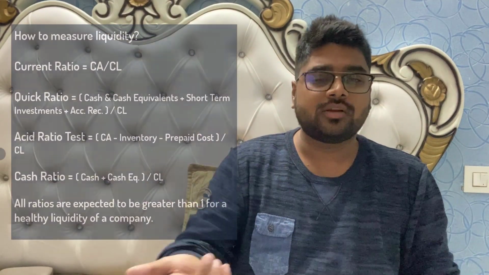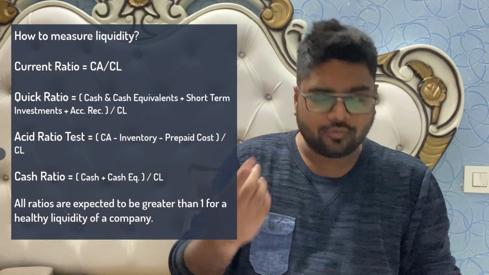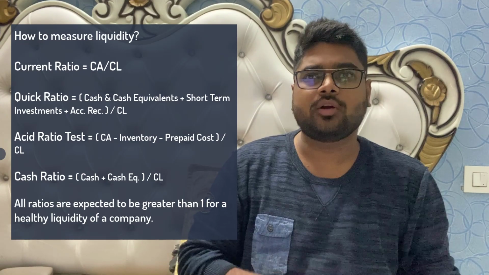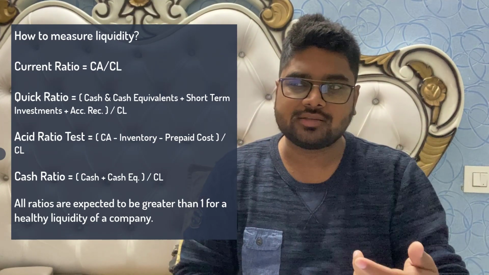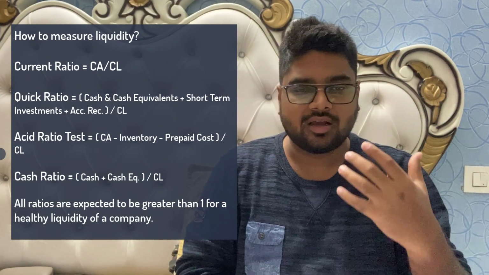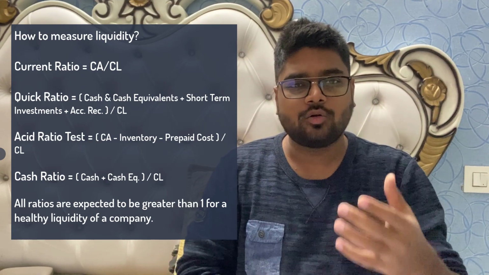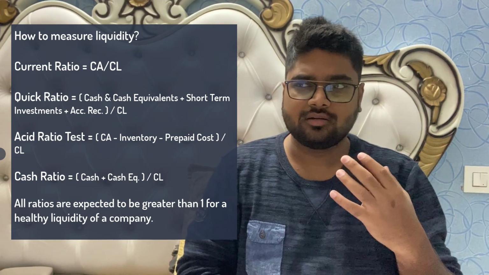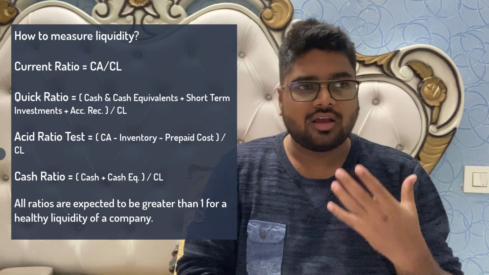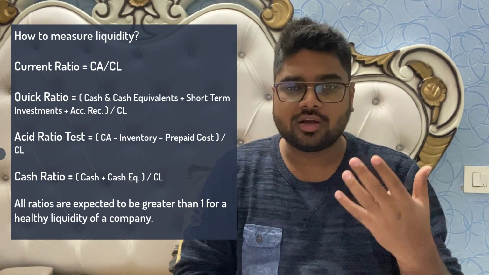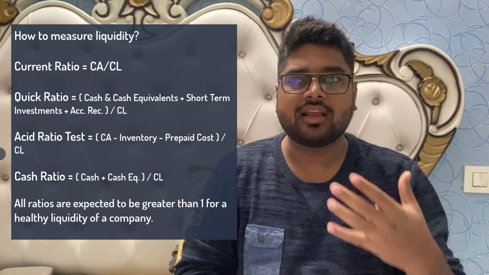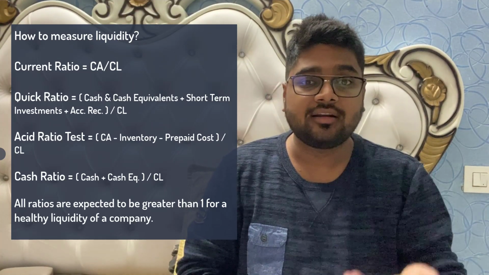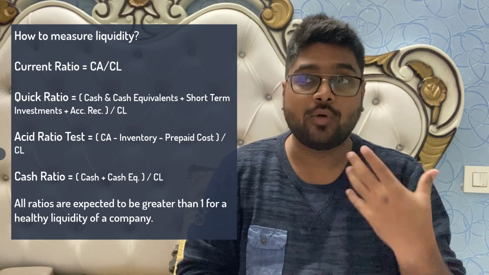Right now, how to measure liquidity? There are a few formulas, a few ratios which help you understand liquidity. Liquidity tells the capacity of the company to liquidate its assets, and it also shows that it can handle its debts, its short-term and long-term obligations, and how well it can do that.